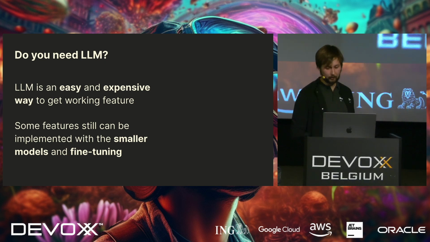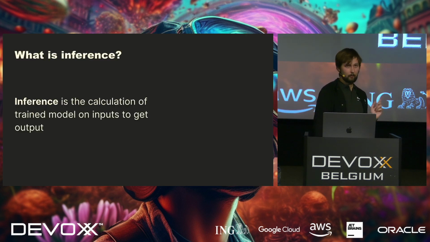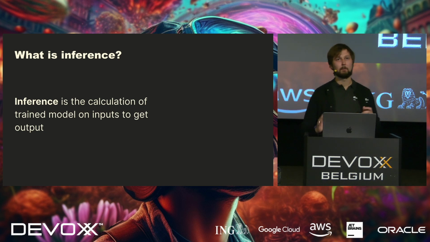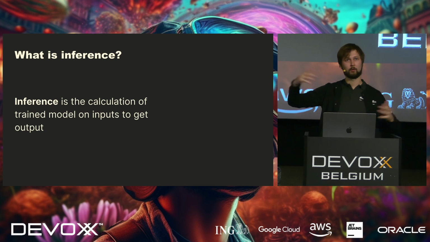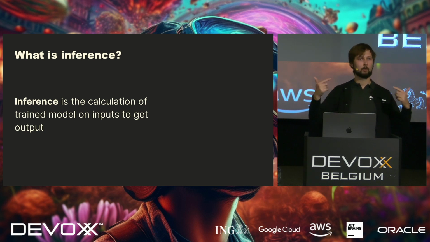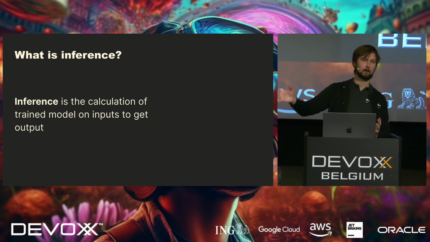And here we are coming to the last section, which is also important: large language model providers and inference. For those who do not know, inference is basically the way of calculating your trained model on inputs to get outputs. As you remember, we had a classifier that tells us whether a golden retriever is a golden retriever or not, and the calculation process of executing this classifier is called inference. And basically, all the things you would hear from machine learning engineers would be either about training or about inference.